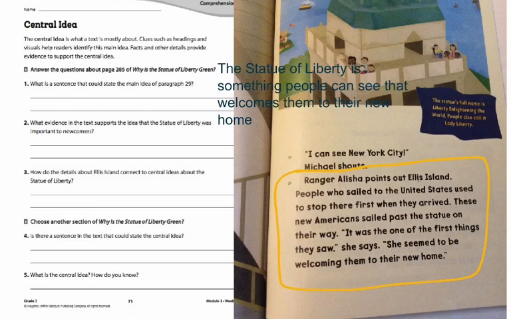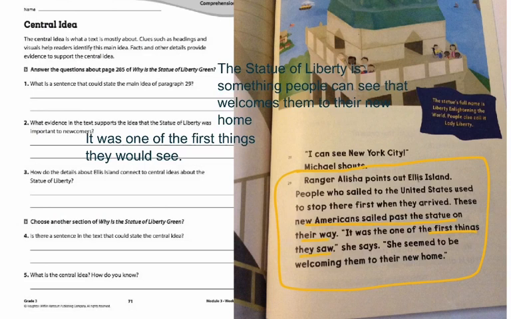So the answer for number 1 is the Statue of Liberty is something people can see that welcomes them to their new home. So that is explaining what the main idea of paragraph 29 is. Question number 2 says, what evidence in the text supports the idea that the Statue of Liberty was important to newcomers? If you don't know what a newcomer is, it's someone who's arriving for the first time. So what evidence do you see on this page that supports that the Statue of Liberty was important to newcomers? So for number 2, we would write down, it was one of the first things they would see, because the text talks about how they would sail past it, and it specifically says it's the first thing they saw. So write that down for number 2.